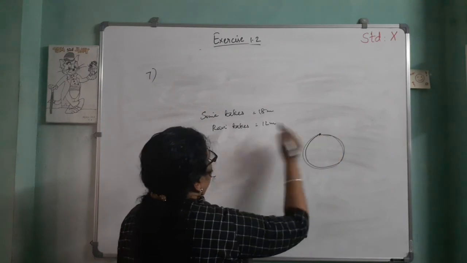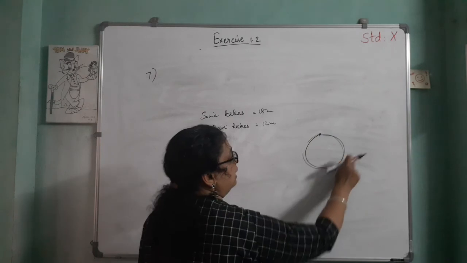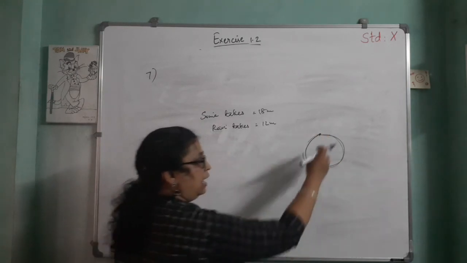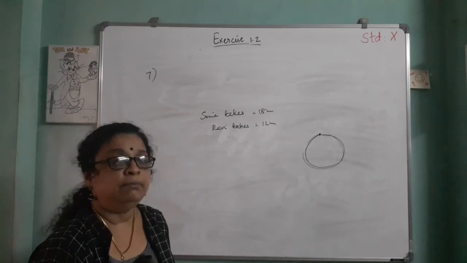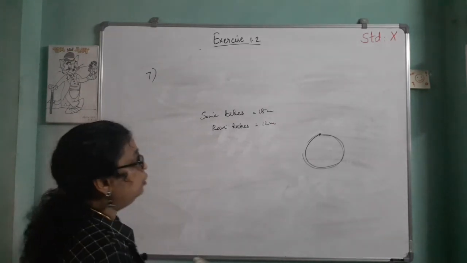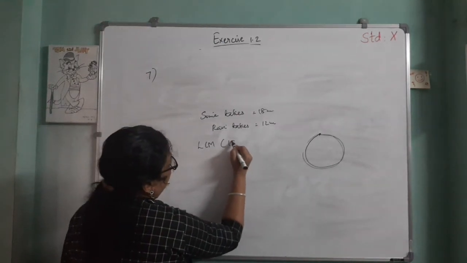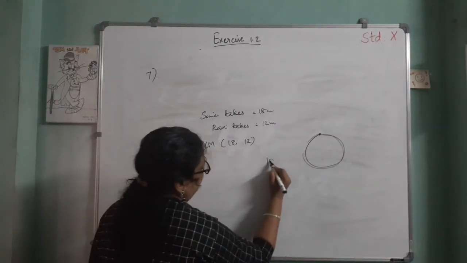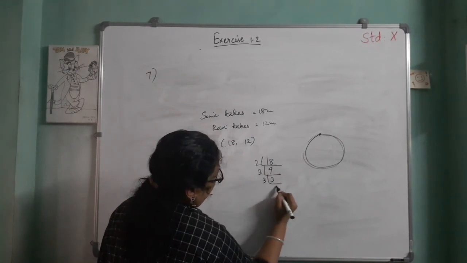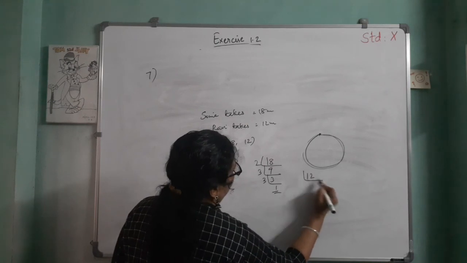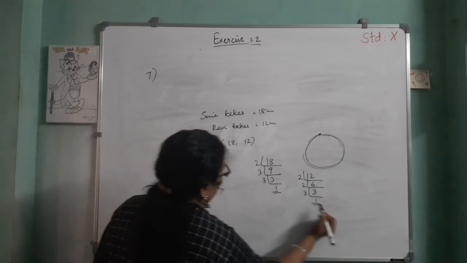Suppose this is the starting point on this circular path. Devi takes 12 minutes and Sonia takes 18 minutes. Both start from here and end at the same point, in the same direction. Then the question is, after how many minutes will they meet again? That is, we want to find the LCM of 18 and 12. So 18 can be factorized: 2, 9, 3, 3, 3, 1. Then 12: 2, 6, 2, 3, 3, 1.